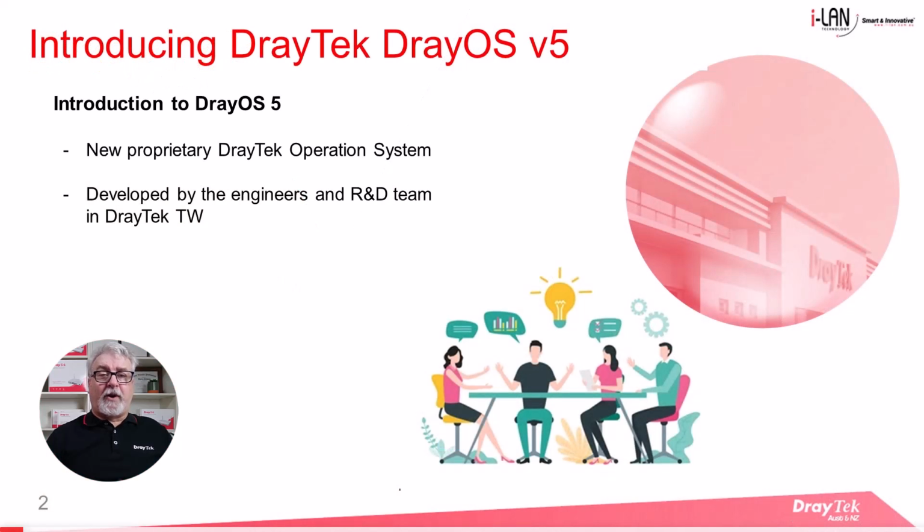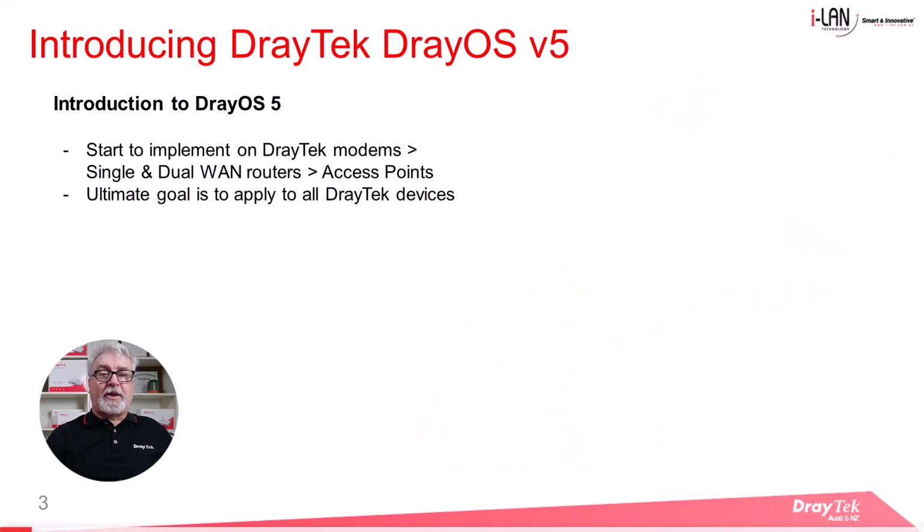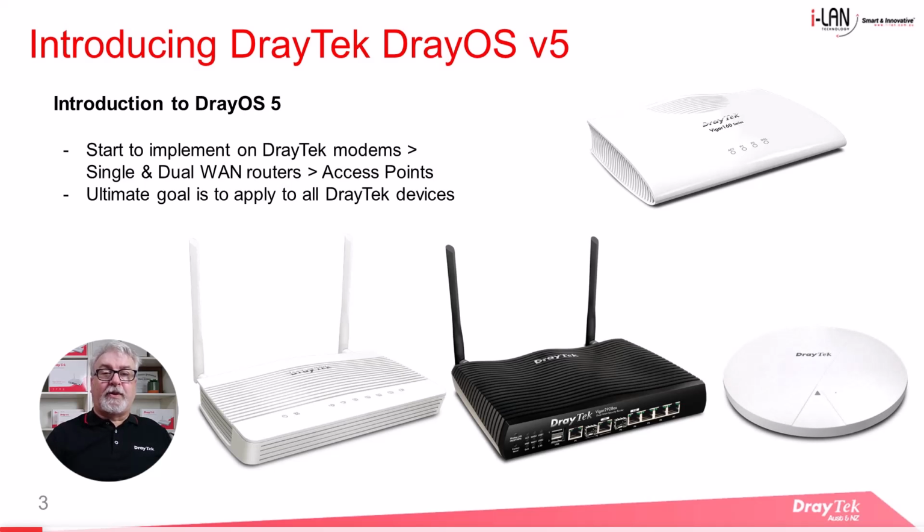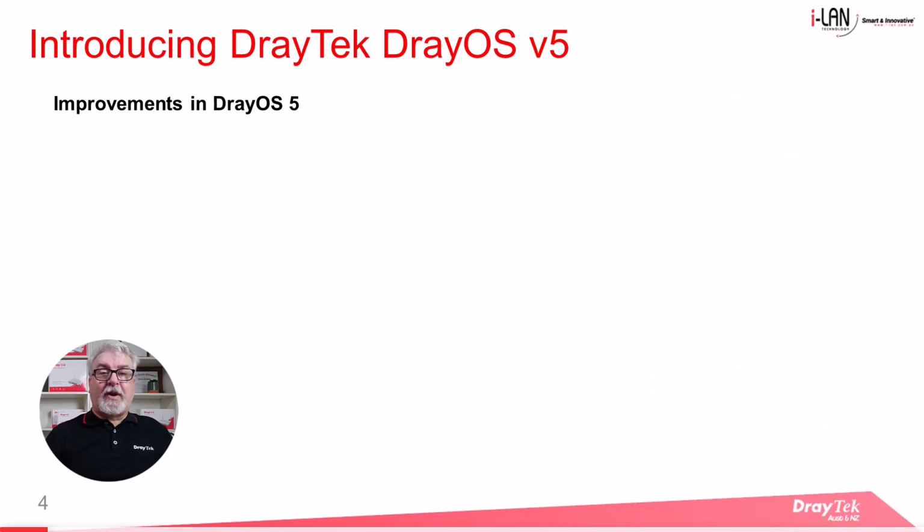So DrayOS version 5 is the new proprietary DrayTek operating system designed by the R&D engineers at DrayTek. After listening to customer feedback, they've improved the design and layout and added new features. As mentioned, DrayTek have already started rolling out the new DrayOS on some products, namely the Vigor 167. Most new single WAN and dual WAN router models will also have DrayOS 5, along with new Vigor access points. Vigor switches have their own operating system, but this also will receive a revised user interface to match the DrayOS 5 look and feel.